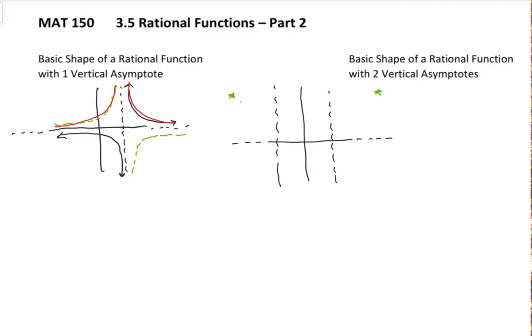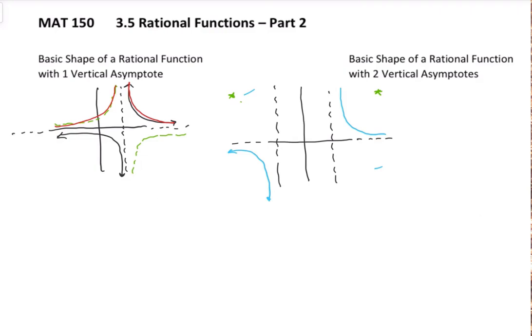So in other words, I could have a branch here and then a branch diagonal from it way over here, or they could be both above the horizontal asymptote or both below, or diagonally in the second and fourth quadrants. But that's where the branches are. What changes with two vertical asymptotes is what happens in between the two vertical asymptotes. So what can happen in between is I can have a shape that either looks like a cubic function or a shape that looks like a parabolic function.